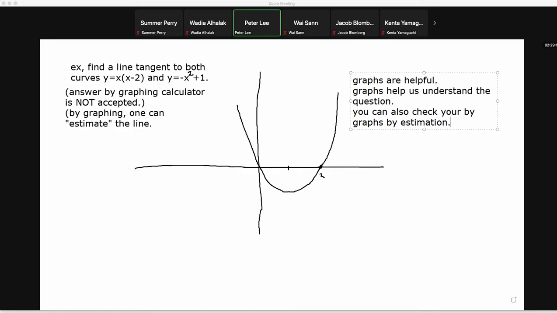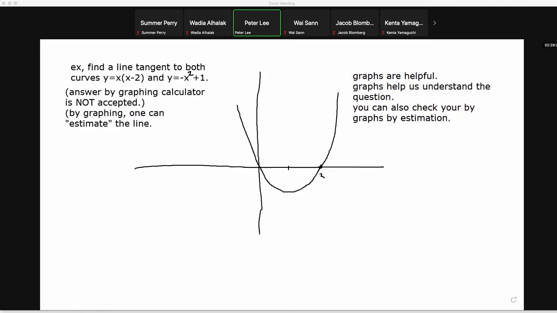I don't know what the problem was. Let me see. Is it minus x? Oh, it's minus x minus 1. Sorry. Now I see. So let me now rewrite this. Here what I'm going to write is, it's not y equals minus x squared plus, it's actually minus x minus 1. So let me write this again.